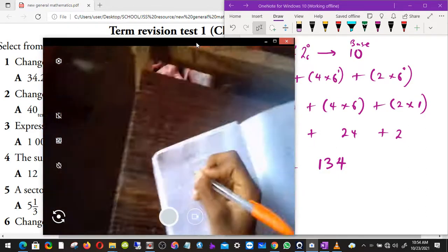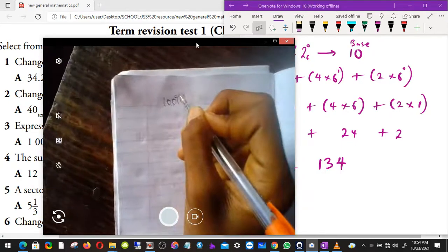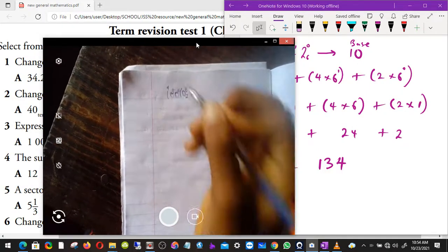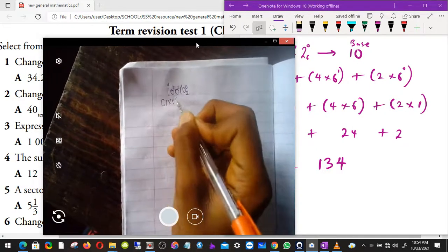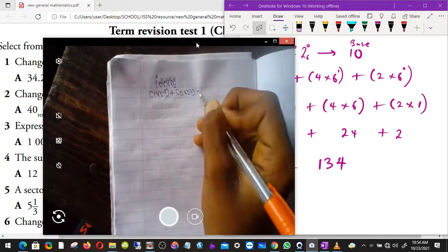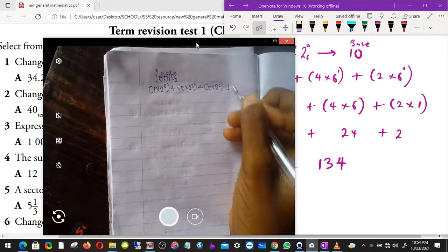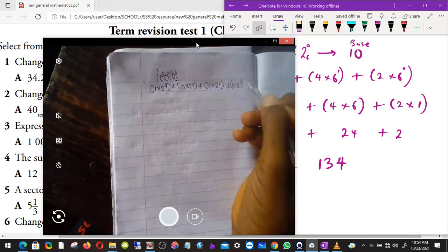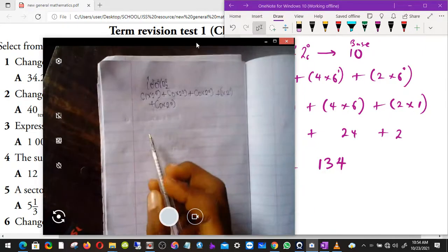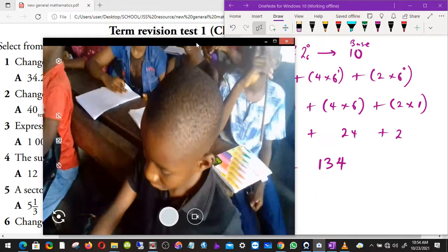Okay, Victor. Is it what? Base 2 to base 10. Good. So you do 1 times 2 raised to the power 4, plus 0 times 2 raised to the power 3, plus 0 times 2 raised to the power 2, plus 1 times 2 raised to the power 1, plus 0 times 2 raised to the power 0. Is it correct? Yes. Is Victor correct? Yes. Raise up for Victor.